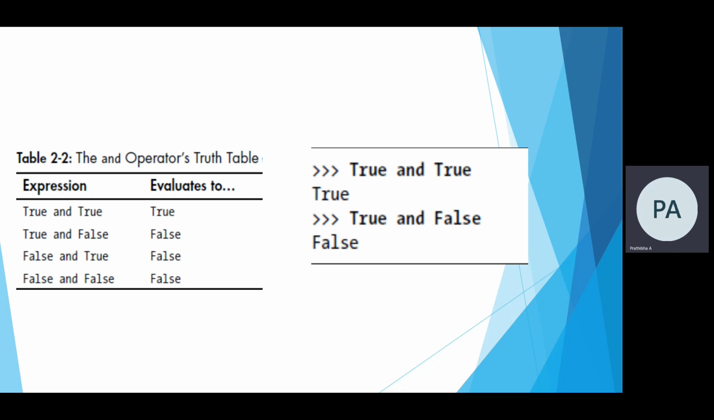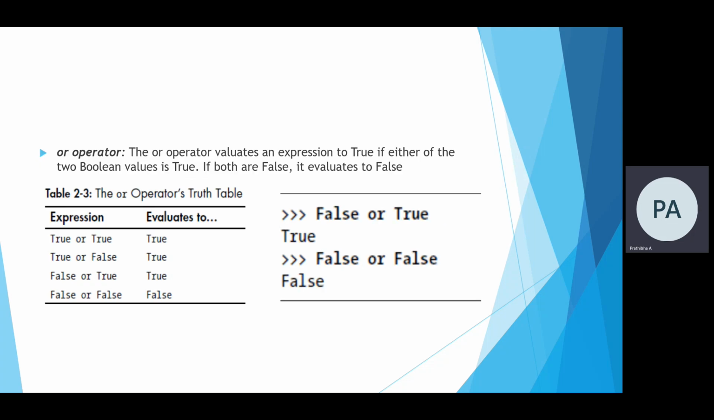So here we'll be looking at the or operator. The or operator evaluates an expression to true if either of the two Boolean values is true. If both are false, it evaluates to false. The expressions true or true will give you true, true or false will also give you true, and false or true will give you true. Only false or false will give a value of false.